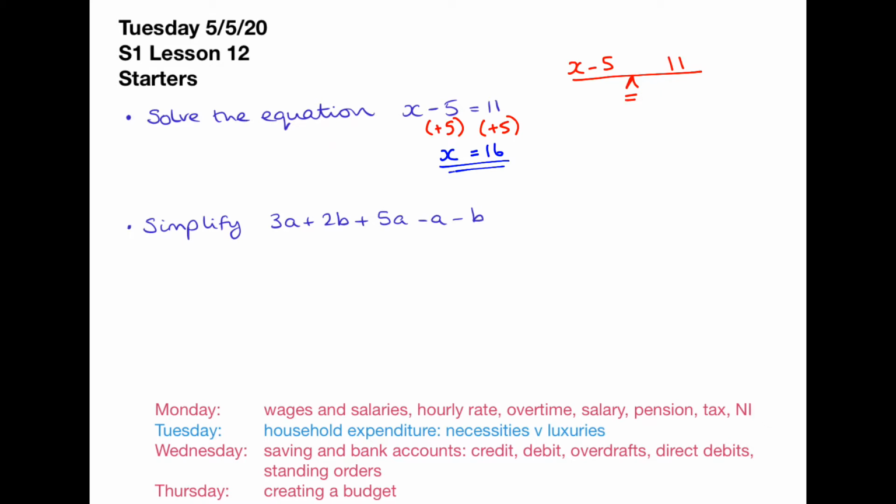Okay, and then on our second starter question today, we're simplifying, so we need to collect like terms. If we have a look through here, we can see we've got A's and B's.